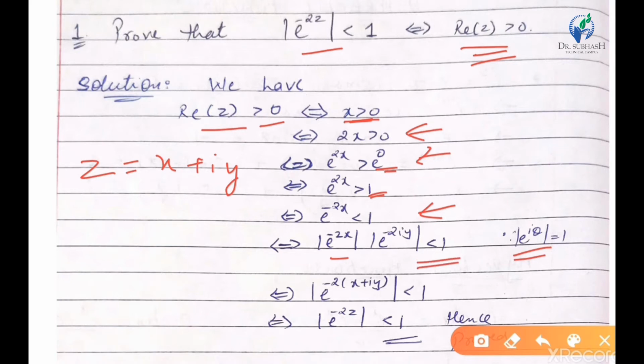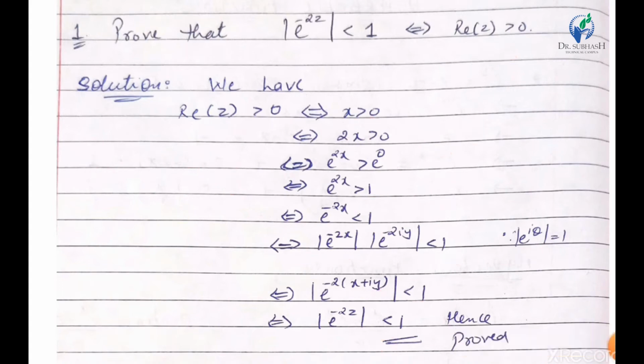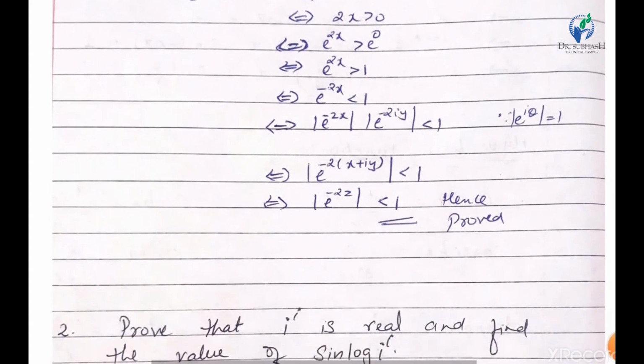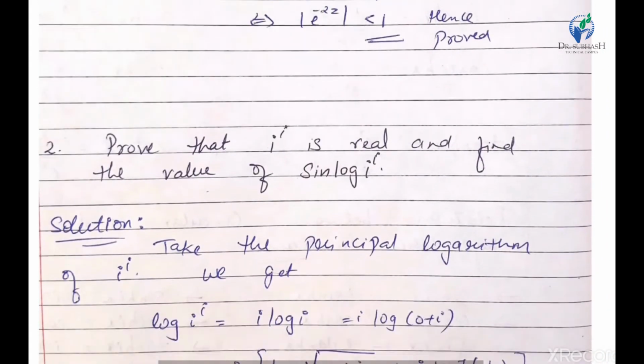Now the base is the same, so we will add the powers. So we get mod of e raised to minus 2 (x plus iy) is less than 1. Now x plus iy is z. So mod of e raised to minus 2z is less than 1. Hence we have proved what is given in the question. Okay. Now let us move to some more examples.